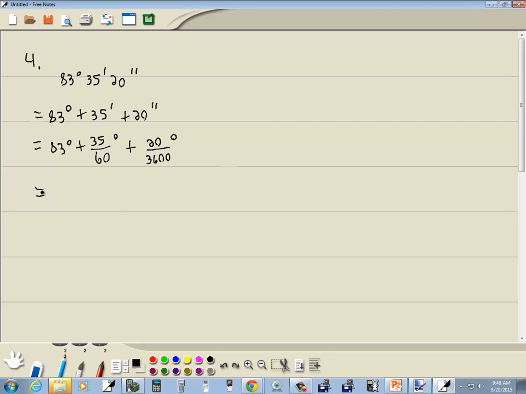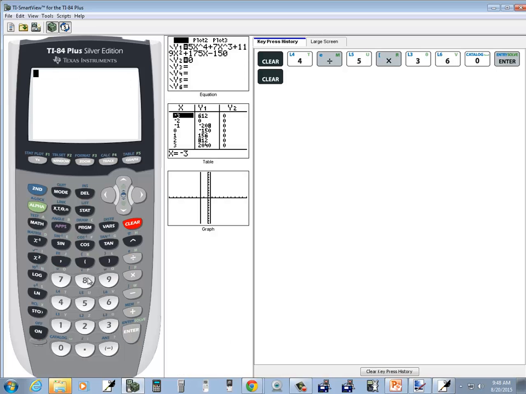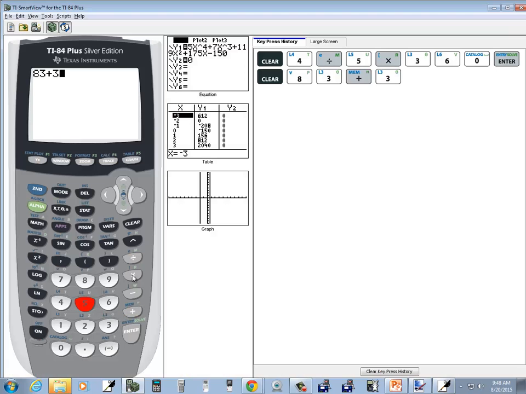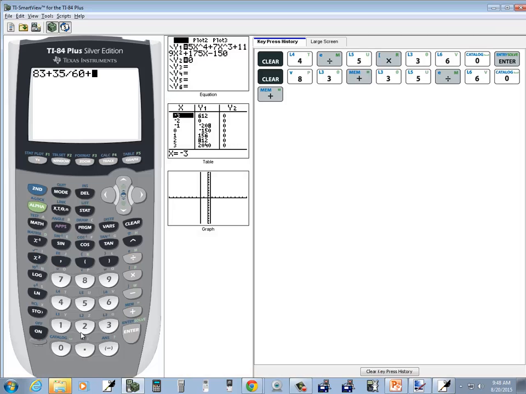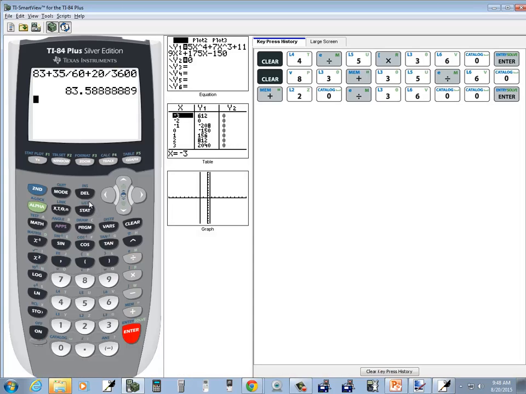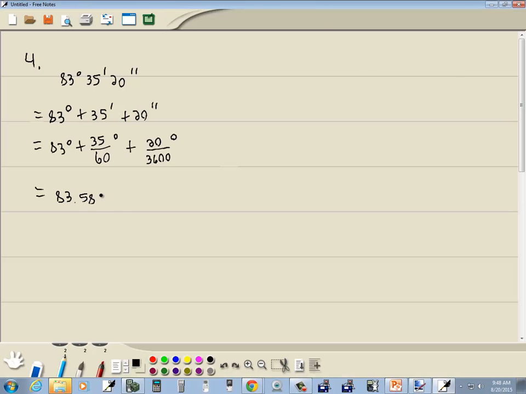Well, I'm not going to try to do that by hand. Let me plug that in the calculator. So we have 83 plus 35 over 60 plus 20 divided by 3,600. I think it said 3 decimal places. So we get 83.589 degrees, and that would be our answer.